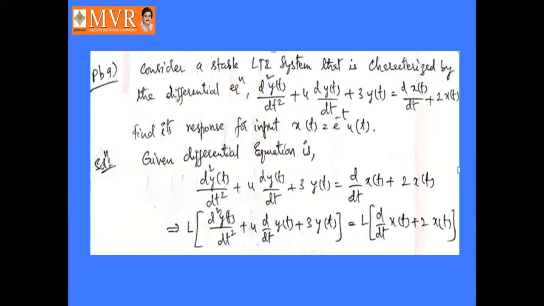So the impulse response is h of t equal to e power minus of t minus 2 into u of t. Clear? Right. Next, coming to the next problem.